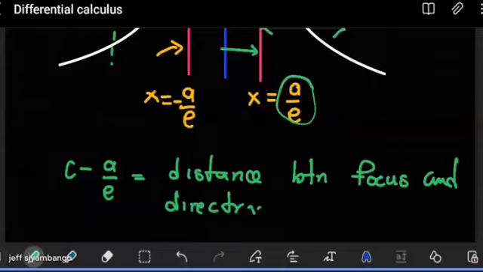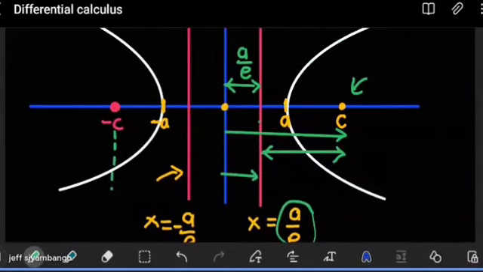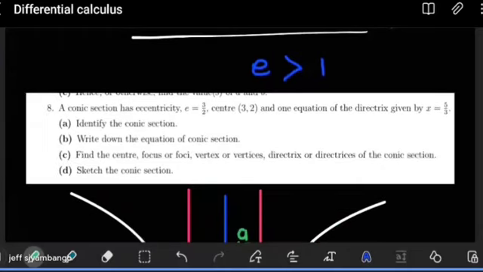So this is what this distance is going to give us. I think we're going to find another question where this is going to be useful. But with this simple description, let's answer a few questions to just get in shape. Look at this one. We have a conic section that has eccentricity E equals 3 over 2.